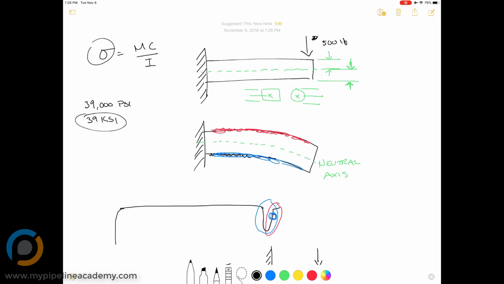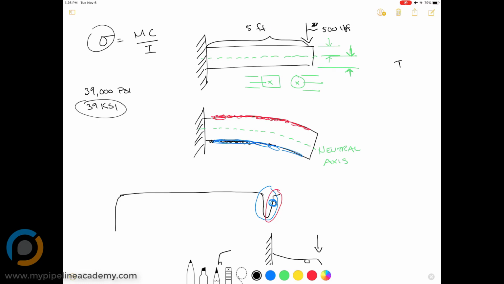500 pounds right here. And let's say that this distance right there is 5 feet. And then our area moment of inertia, what do we want to say that is? We'll just make up a number here. Area moment of inertia, let's say that's 5e to the negative 10.